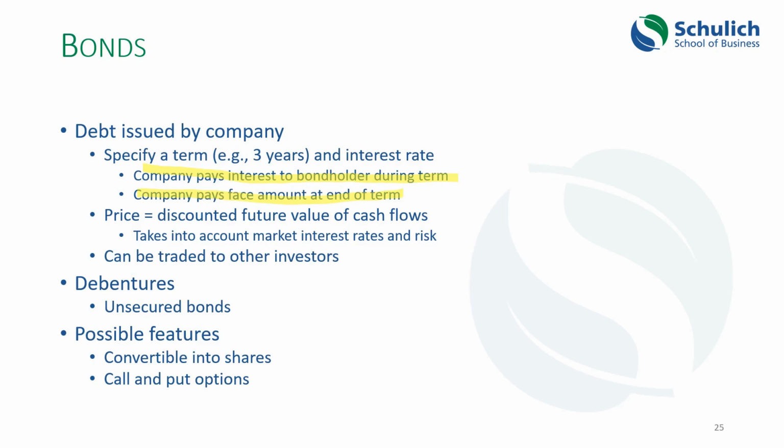So what is the price of this? The price is basically the discounted value of each of those future cash flows. So just like we did the present value calculations before, by discounting them, you have a certain set number of interest payments that are going to be made, and you've got a lump sum payment at the end for the face value of the bond. And that calculation takes into account the market interest rates and the risk that's involved in the company.